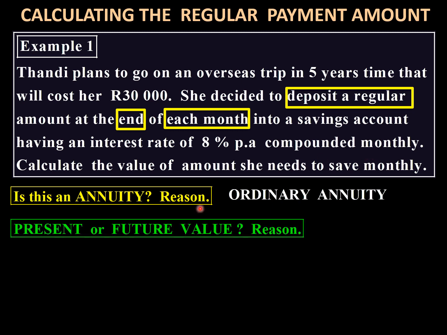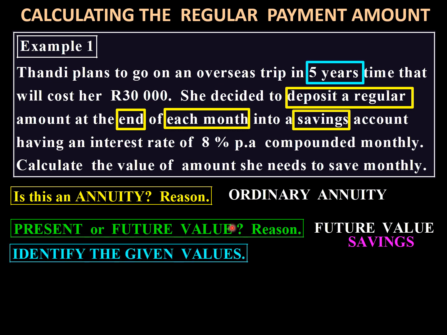Now, does this represent a present or a future value? There's also a key word here, savings. So we save for when? You save for the future. So this is a future value annuity.